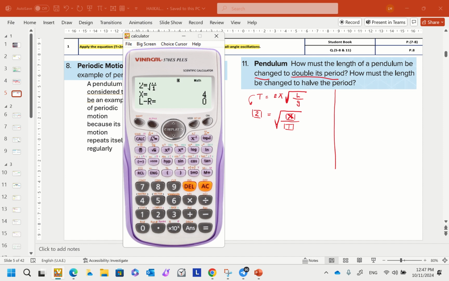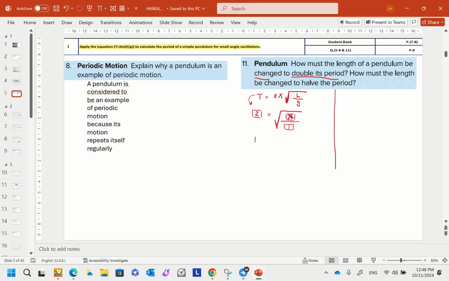You can see in order to double the period of a pendulum, I must multiply the length by 4. So to double the period, the new length must equal 4 times the old length. I must quadruple my length in order to double the period.